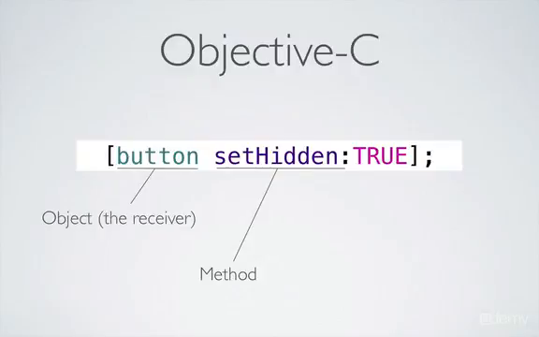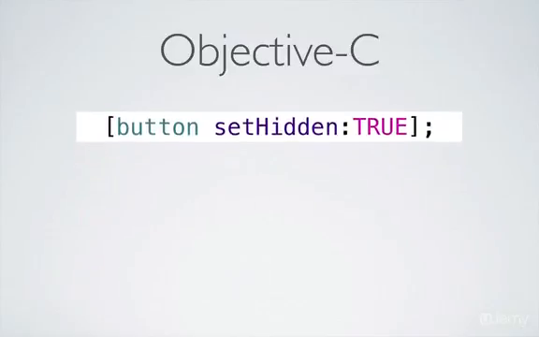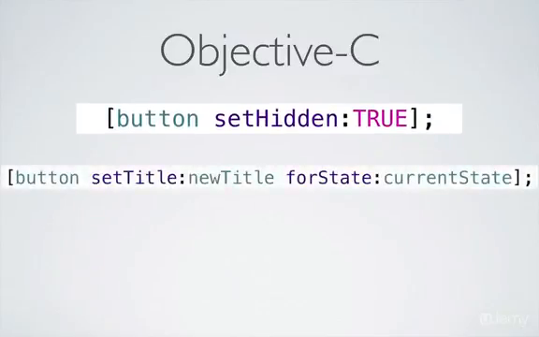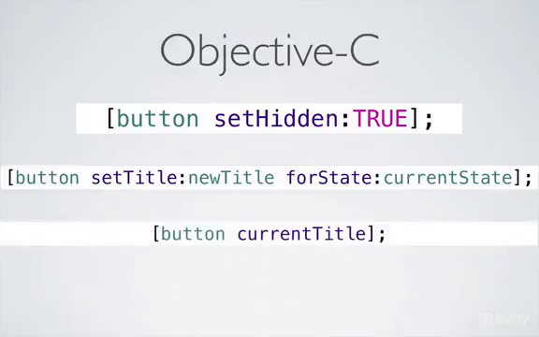Some methods need more information on what they should do. This is called an argument. In this case, the argument is true, but we could just as easily put false if we wanted the button to not be hidden. Some methods take multiple arguments. Here's one where we set the title for a button state. And some methods don't take any arguments, like button current title.